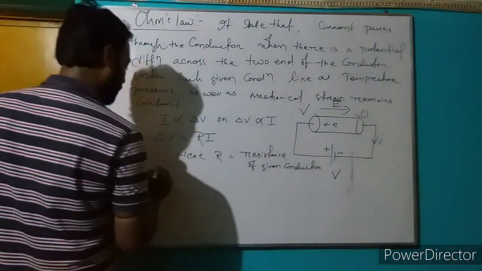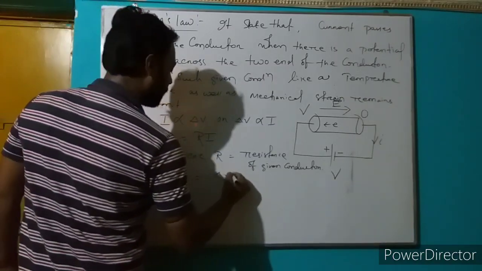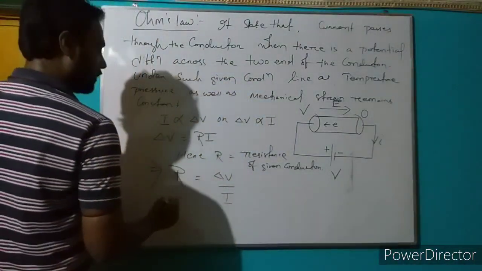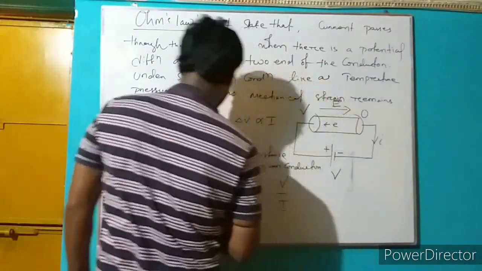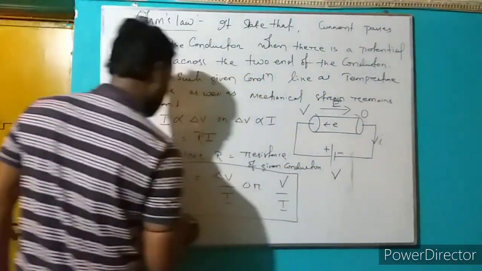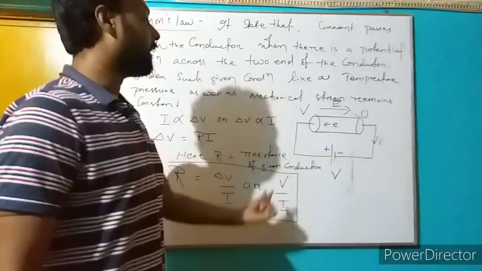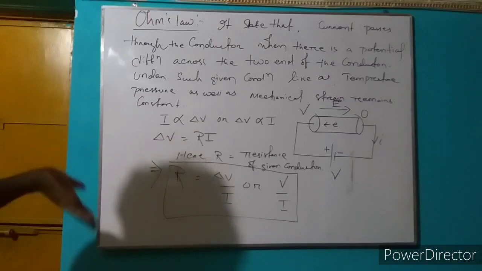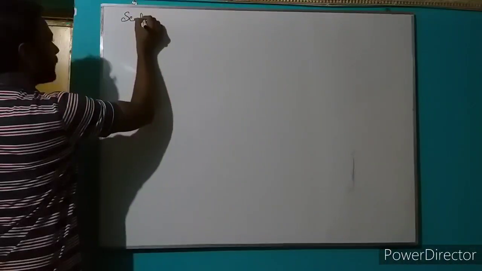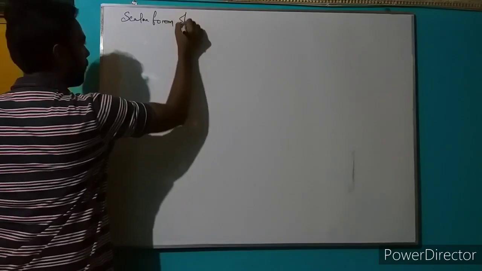Please note it. How do we calculate R? R equal to del V by I, or we can represent it as V by I. So this is the formula of resistance: R equal to del V by I or V by I. Please note it. Then I will prove Ohm's law in scalar form as well as vector form. Scalar form of Ohm's law.